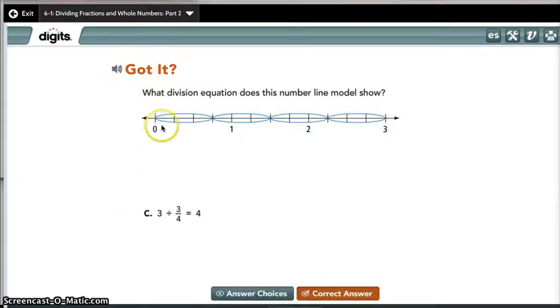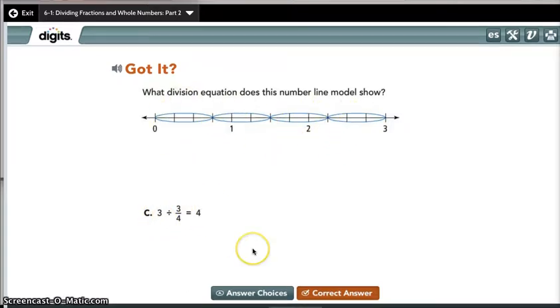All right, hopefully you were able to see it's 3 divided by 3/4 equals 4, because when you divide them up into how many 3/4 pieces are in 3, we're going to get 4 ovals, and 4 represents our answer.